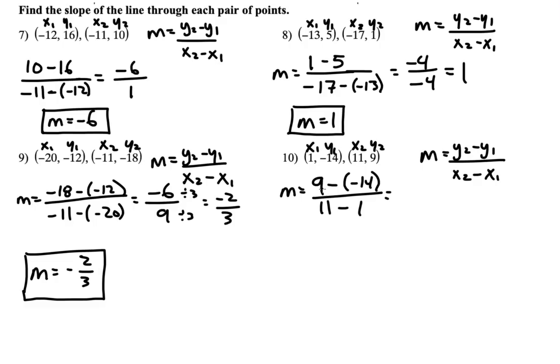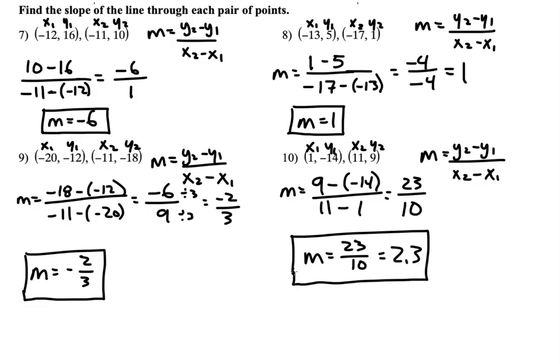So put this all together, I get 9 minus negative 14 is 9 plus 14, that would be 23. And 11 minus 1 is just 10. So my answer is just going to be m equals 23 over 10. Or if I wanted to call that a decimal, I could also call that 2.3, either way. But for every 23 I go up, I go over 10.